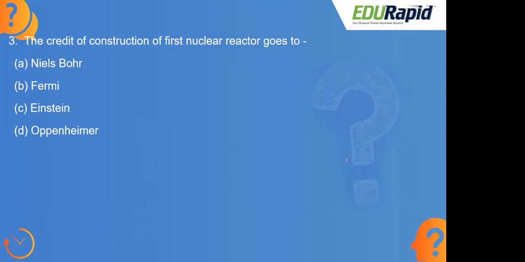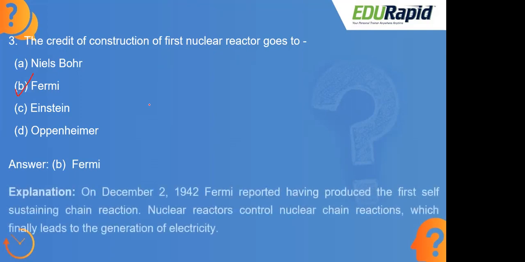Okay, let us look at the answer now. The right answer is option B. Fermi is the one. He constructed his own nuclear reactor for the first time using simple tools.